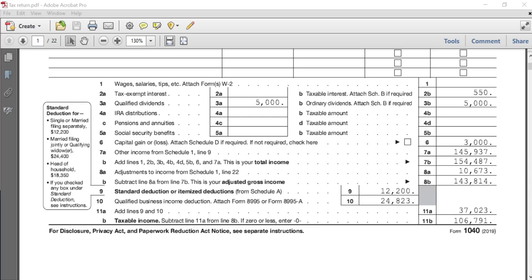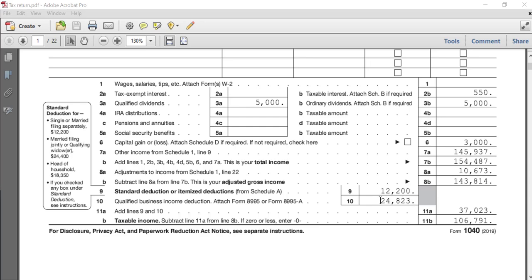So if we look at his taxable income, he's got $106,791. But this is to calculate this number right here, correct? So we have to remove this number in order to come up with it. It'll be a circular reference if we try to use this number to come up with this number. So we take the 24,823 out of the equation.